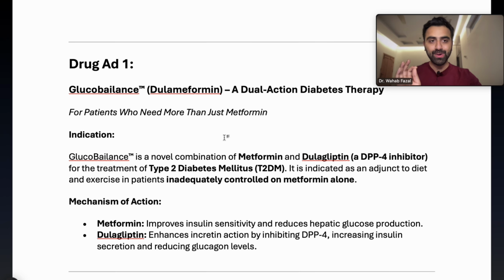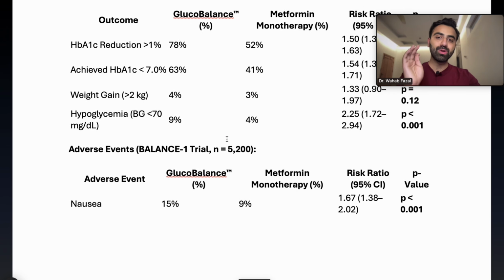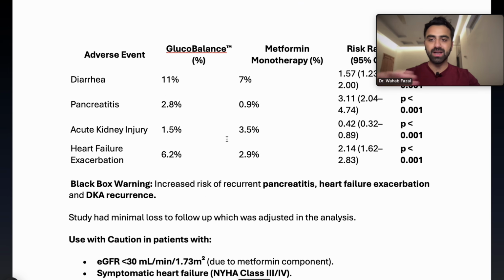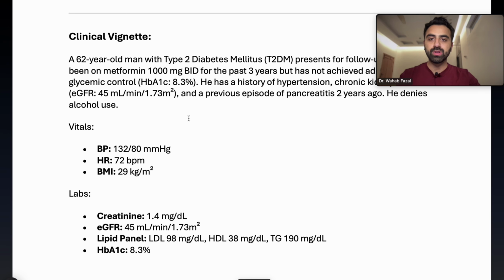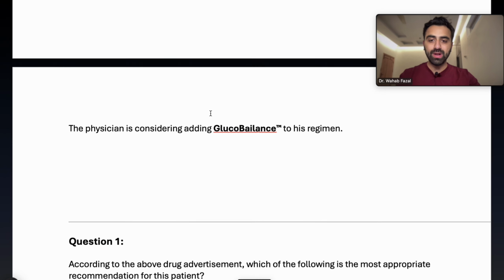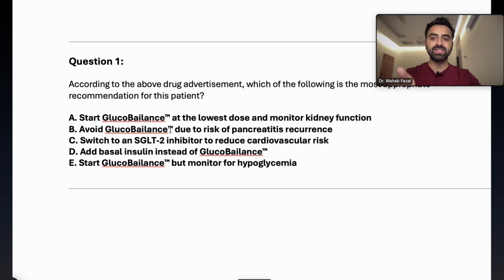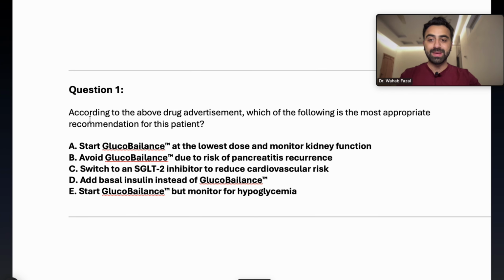So how I do it is I go straight to the questions first. Let's say I skim through this, I don't read it exactly, I just look at it a little bit, and then I go to the question. And before I even read the question's vignette, I go directly to the question itself, which is basically this. According to the above drug advertisement, which one of the following is the most appropriate recommendation in this patient? And then we have a lot of recommendations.